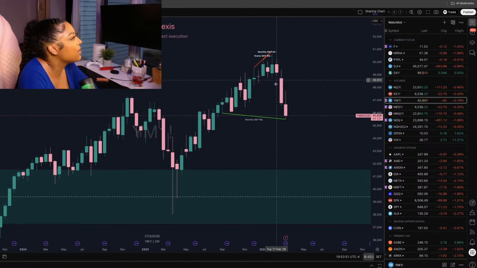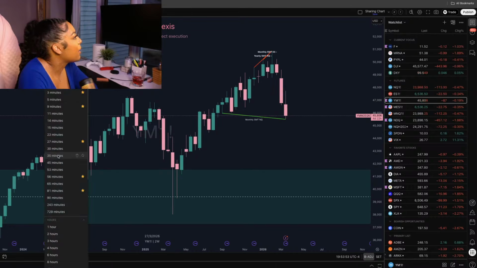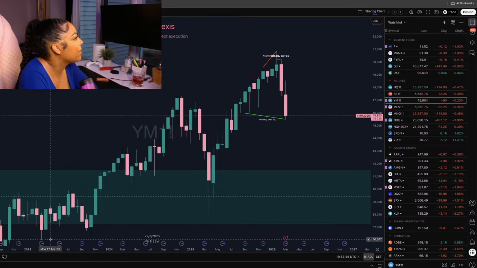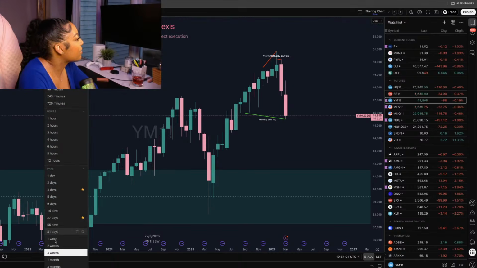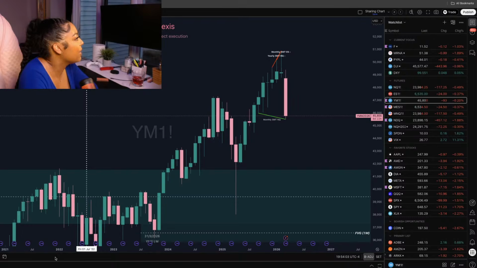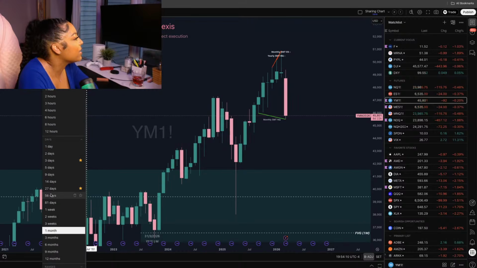2 week, this is still open till Friday. I like to look at everything. 3 week, we're on top of an order block. Monthly, we're on top of an order block. So I personally would not be shocked if we bounce here.